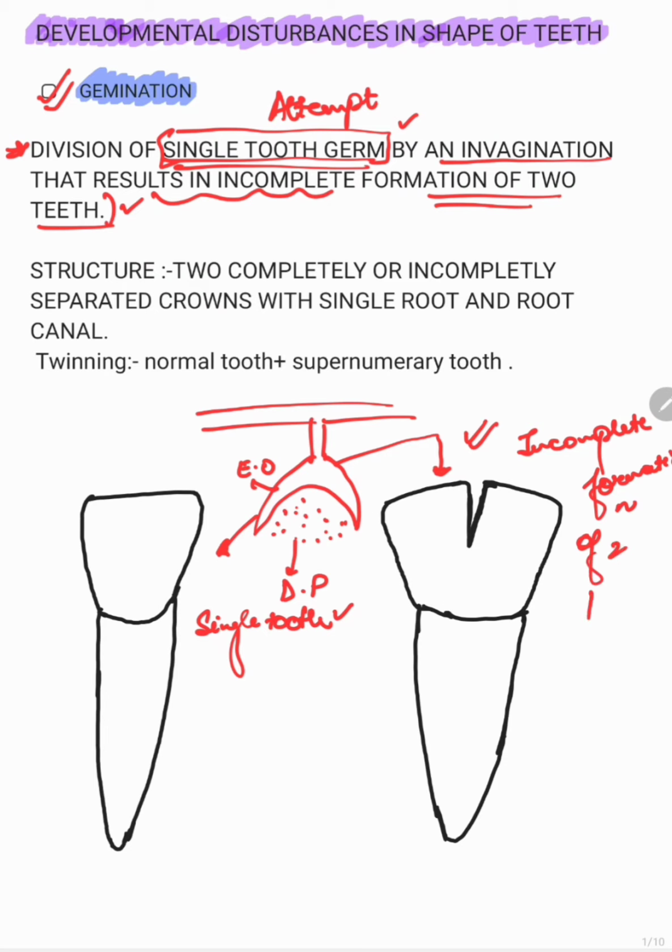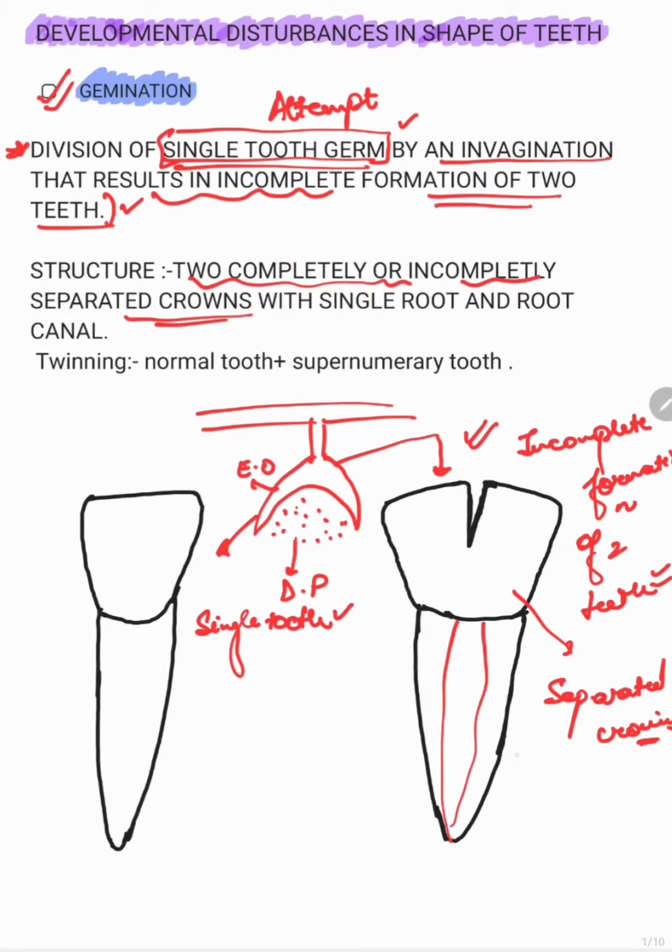of two teeth, right? So the structure is, there will be two completely or incompletely separated crowns. Here you can see the separated crowns present, right, with a single root and root canal. So this is the single root and only a single root canal will be present in gemination, right?